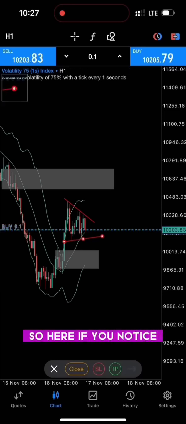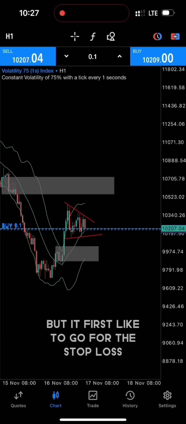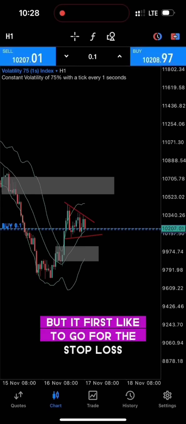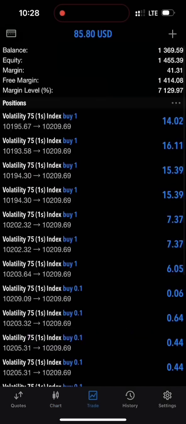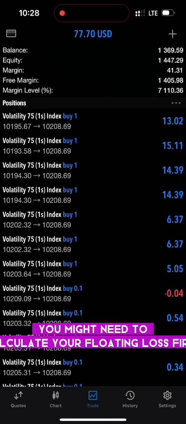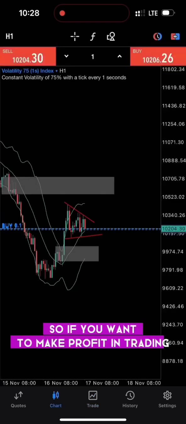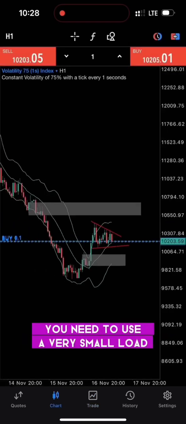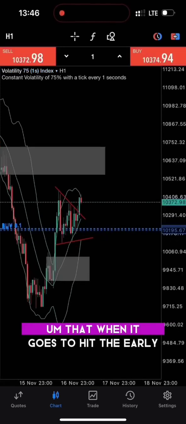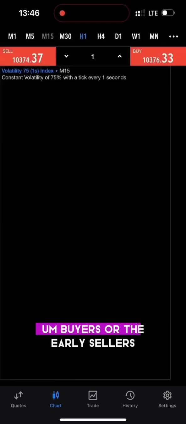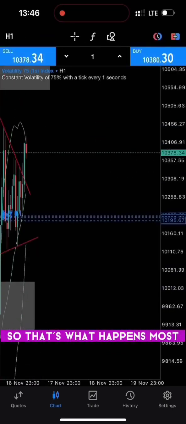So here, if you notice a flag pattern like this with the triangle, just know it's going to go up, but it first likes to go for the stop loss of the early buyers. So bear that in mind. You might need to calculate your floating loss first, but definitely the trade will go up. If you want to make profit in trading, you need to use a very small lot by calculating the floating loss first, that when it goes to hit the early buyers or the early sellers, what will happen to your trade. So that's what happens most.